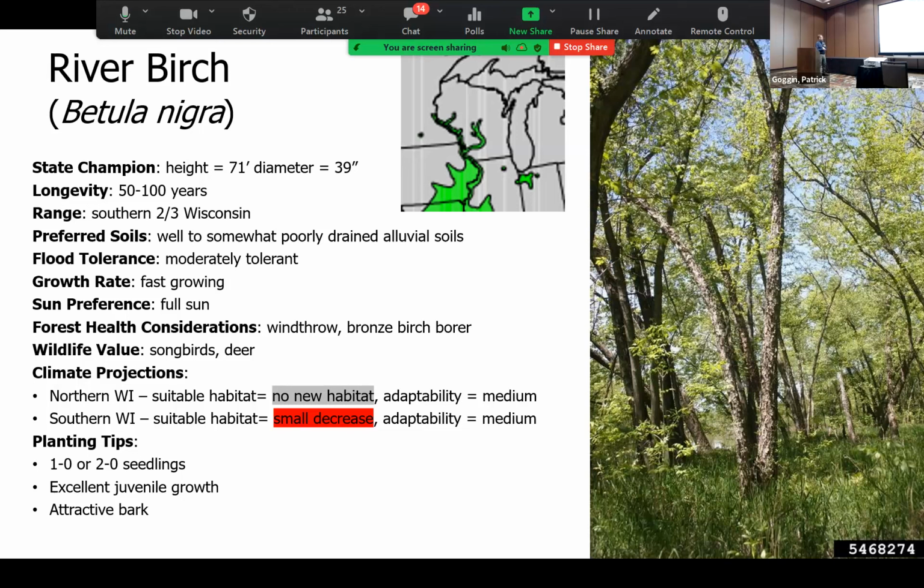And also, just from a shoreline perspective, it has that really nice flaky bark that looks cool, but it also is used by a lot of different birds for insect feeding. So an important species in those settings.